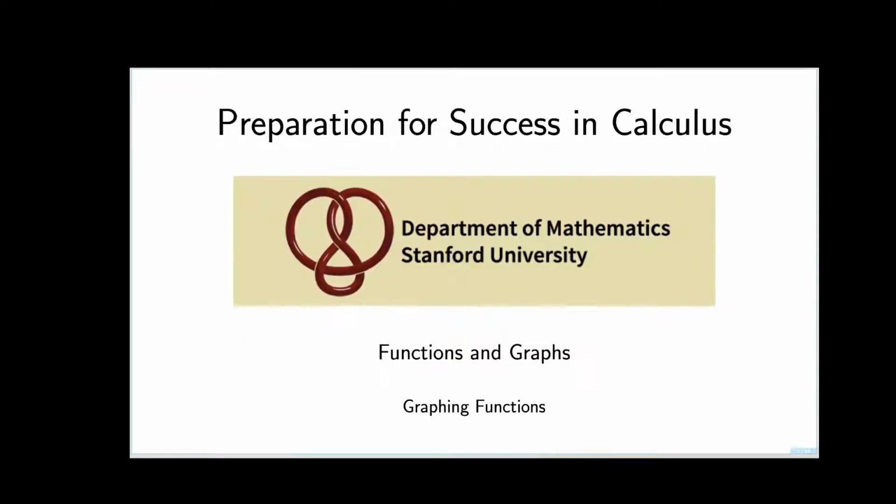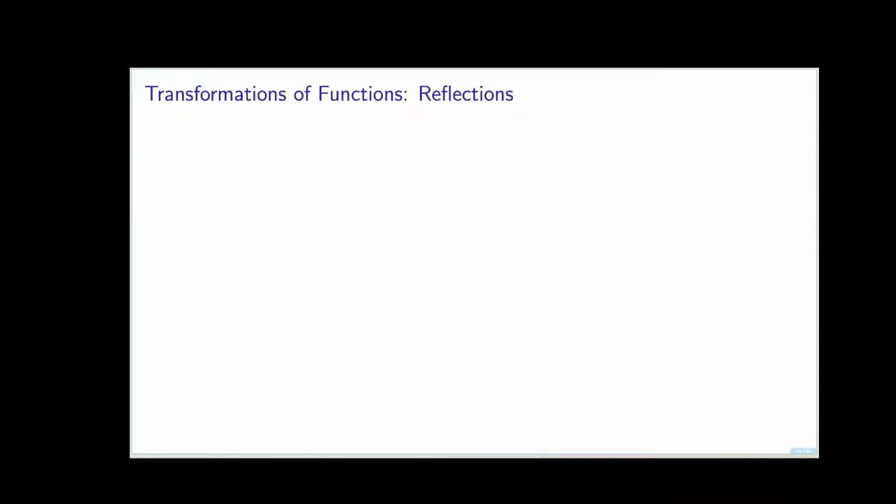In this lesson, we'll continue working on functions and graphs. Previously, we've seen a few different types of transformations of functions. Transformations of functions allow us to find graphs of new functions using graphs of old functions. Previously, we've looked at horizontal and vertical shifts as well as horizontal and vertical stretches and compressions. Next, we'll look at reflections.